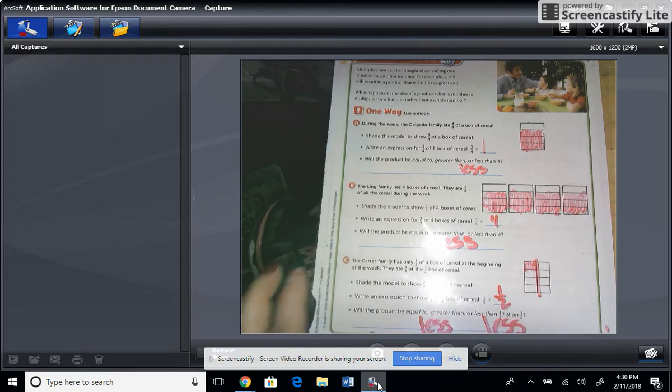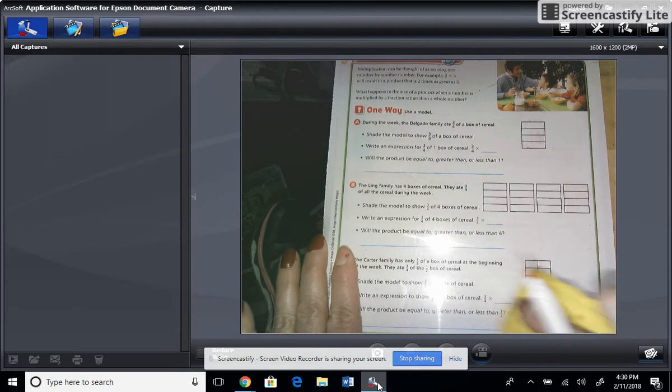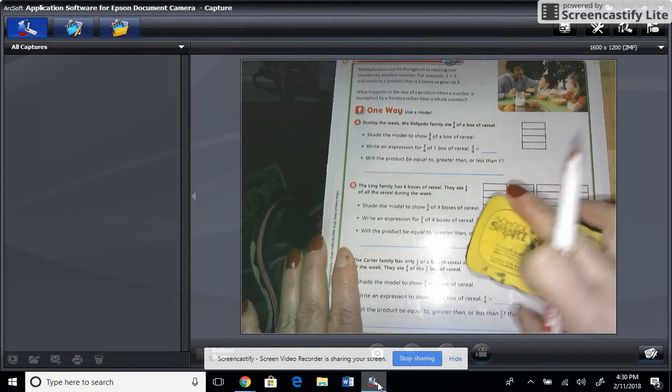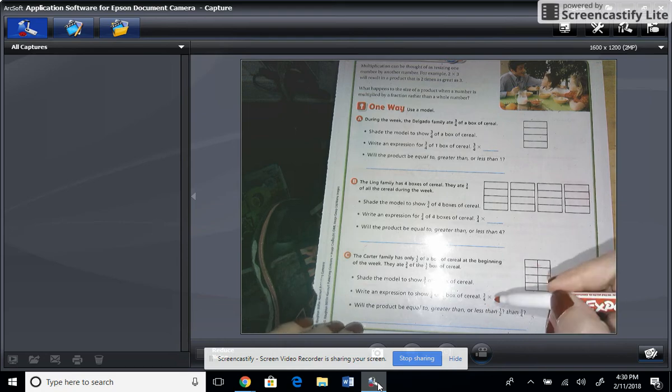So whenever we take a fraction times a whole number or times a fraction, our product or our answer is always less than our factors. That's important to know when you're checking.